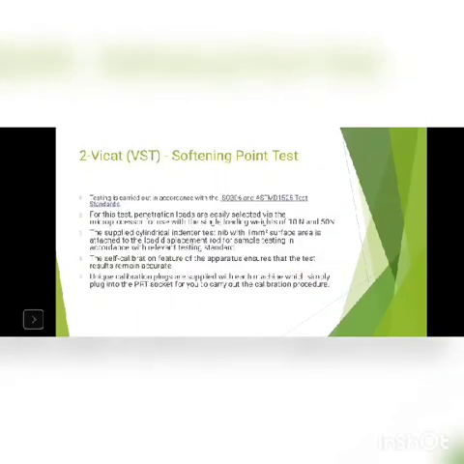The second one is the VST method, which is called the softening point test. The ASTM standard for this method is ASTM D1525. For this test, penetration loads are easily selected via a microprocessor for use with single loading weights of 10 Newton and 50 Newton. The self-calibration feature of the apparatus ensures that the test results remain accurate.